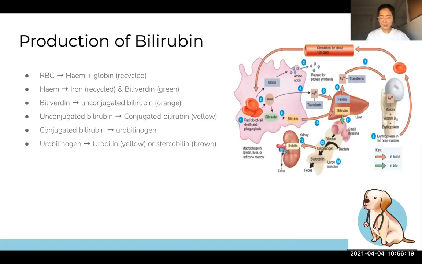After that, the conjugated bilirubin goes on to become urobilinogen, and urobilinogen can either go on to become urobilin, which is excreted in the urine, or stercobilin, which is excreted in the feces. We'll go through this later on. That's pretty much how bilirubin is produced.